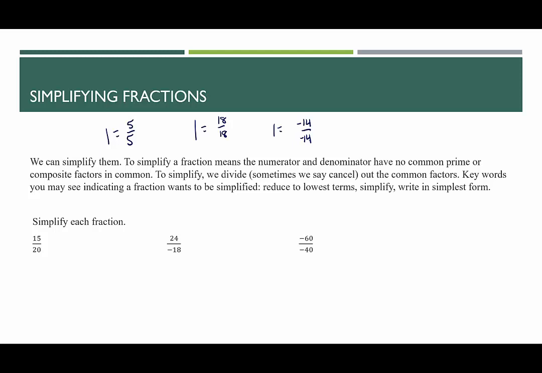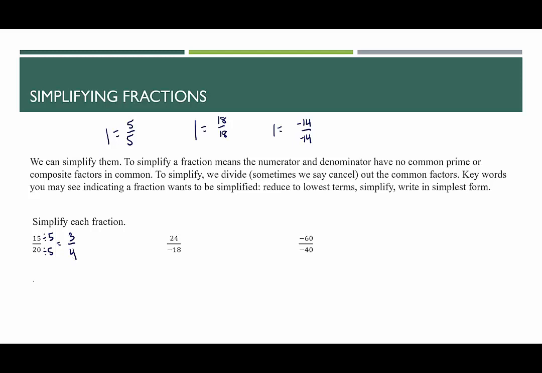Our first example, we have 15 over 20, and I was just talking about 5. 5's ears must have been burning because 5 is the common factor. It goes into 15 3 times, and it goes into 20 4 times. One way we could show that we're doing good math is we show we're going to divide the numerator by 5, and we're going to divide the denominator by 5, and that's going to give us 3 over 4.